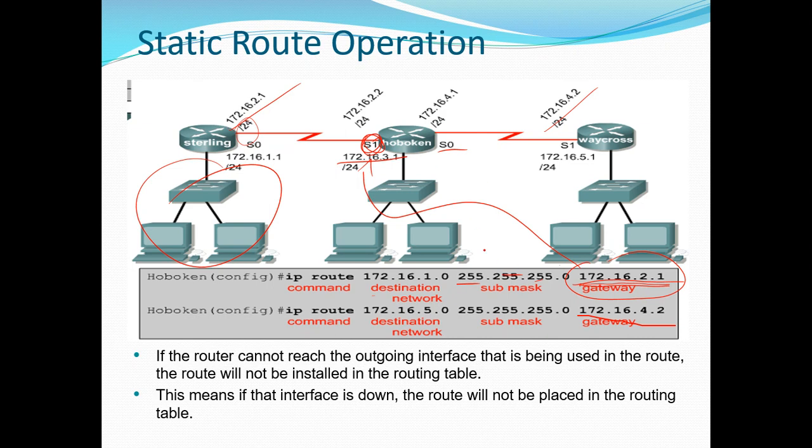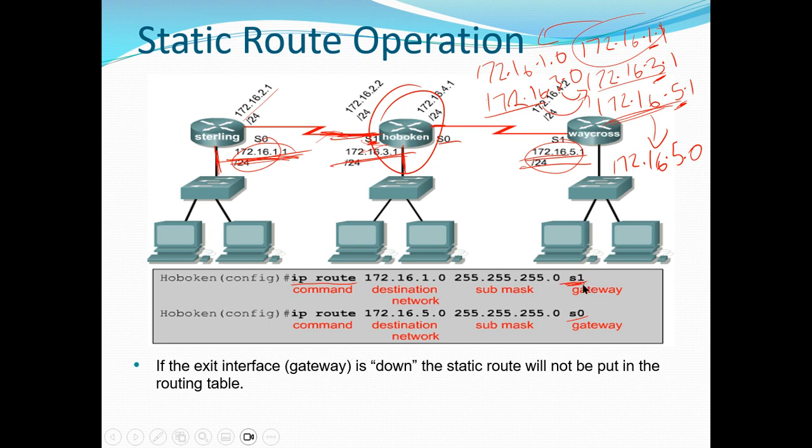Okay. So as I was saying, the interface here as well must have an IP address. So here they wrote gateway instead of interface. Instead of the interface, they wrote a gateway router.